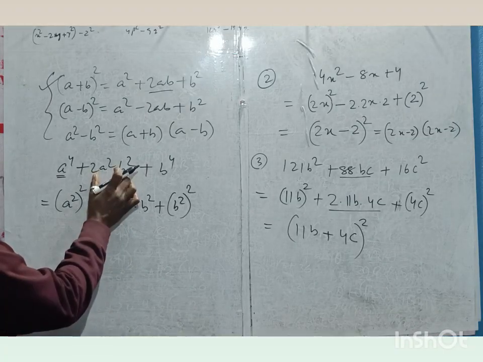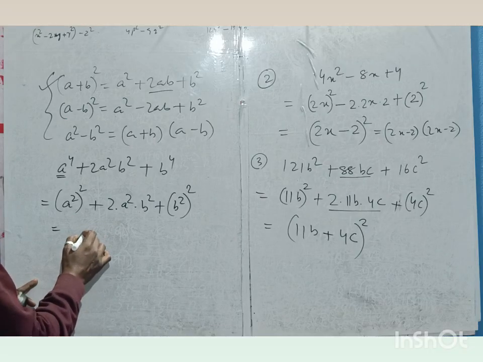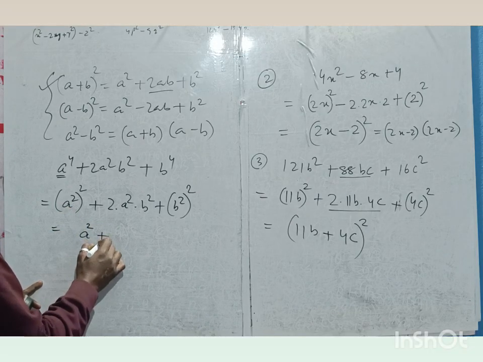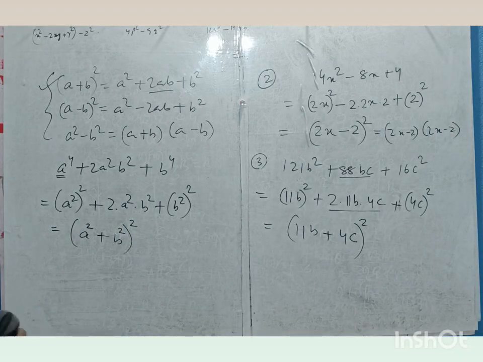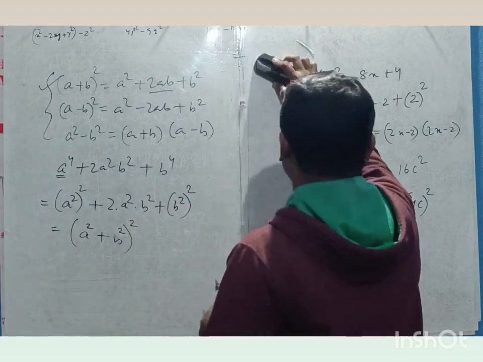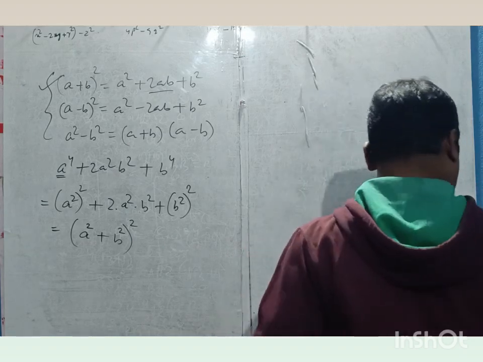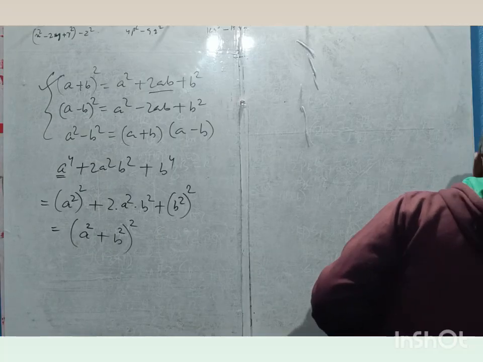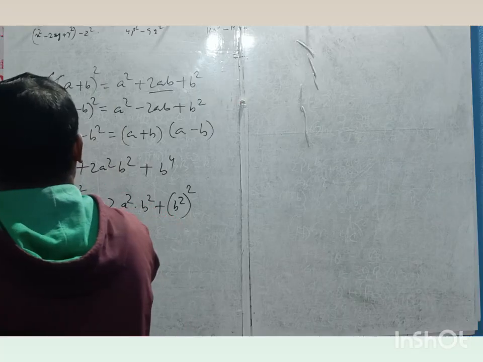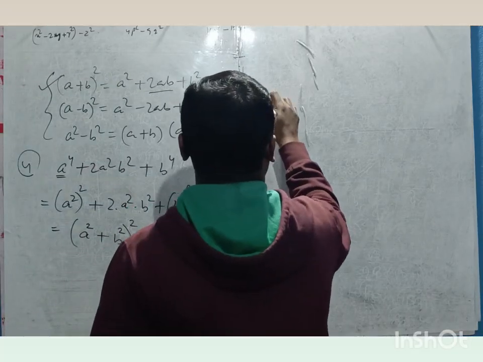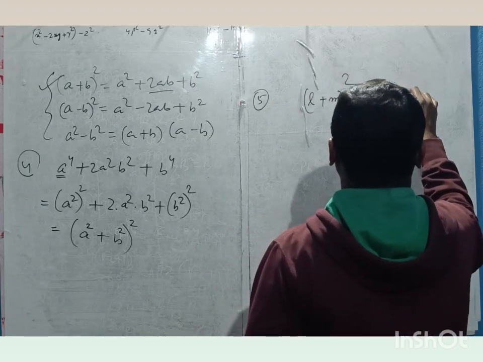So is it equal to this? Yes, it is equal to this. Now I can write (a² + b²)². This is the answer. Let's do some different type of problems regarding this identity. Number 4, number 5: (l + m)² − 4lm.